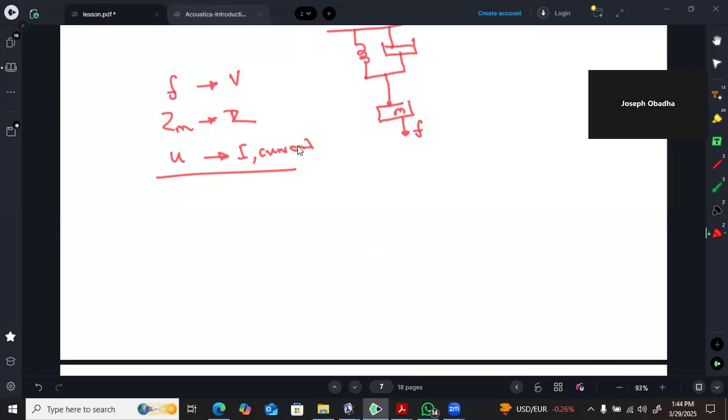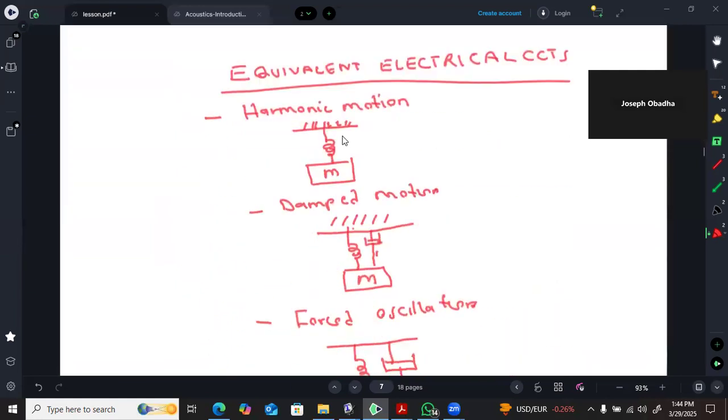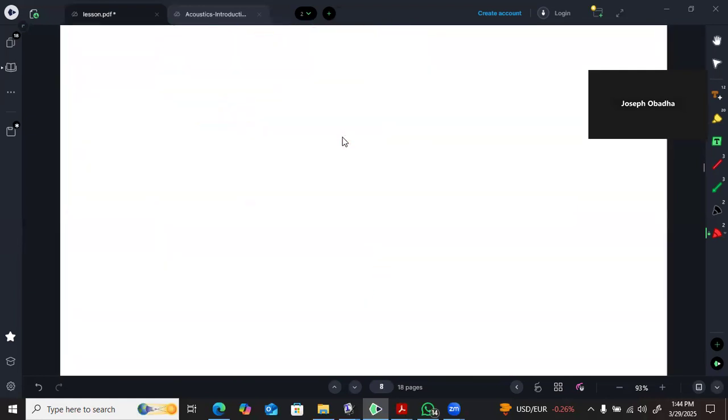Because for most of us, when you talk of current, voltage, impedance, or power, you know how they relate to each other. So it becomes easier to relate them to the mechanical circuits and later acoustical circuits. So let's start with the simpler ones that we talked about in our last lesson.